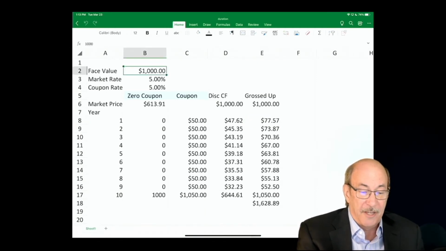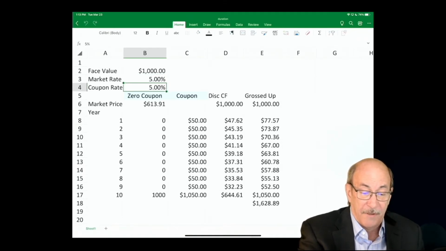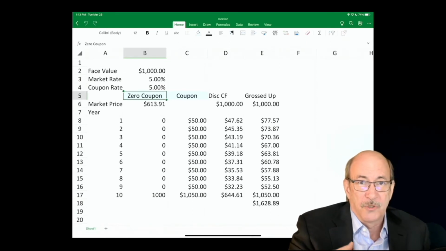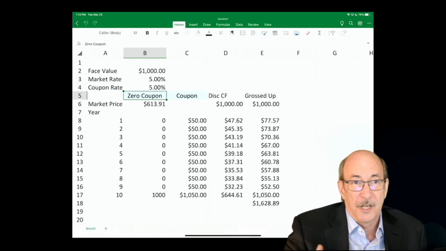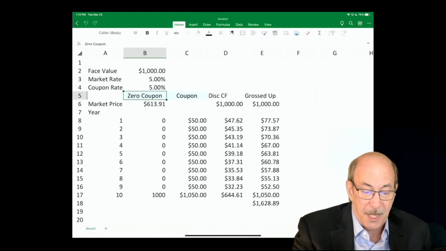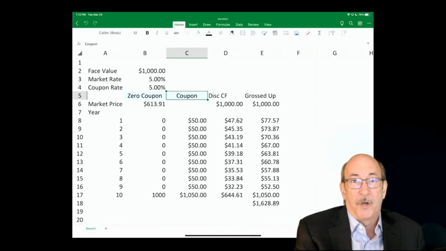And so let's start off over here. We've got the face value of our bond or our par value at 1,000. I've got a market rate over here of 5%. I've got a coupon rate of 5%. And here I have two different bonds. One of them is a zero, and we'll look at that later on. That's going to actually help you to hopefully understand duration at a much deeper level. But the one that I want you to pay attention to here is this coupon bond.